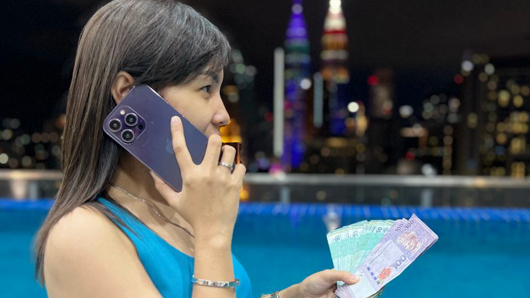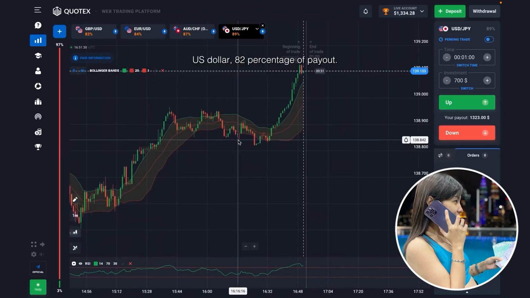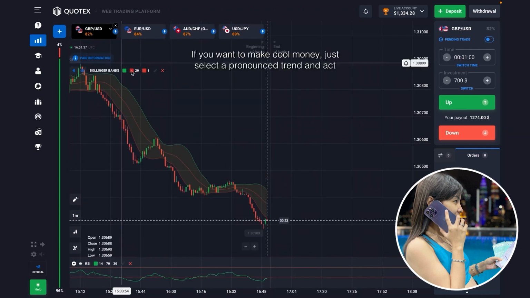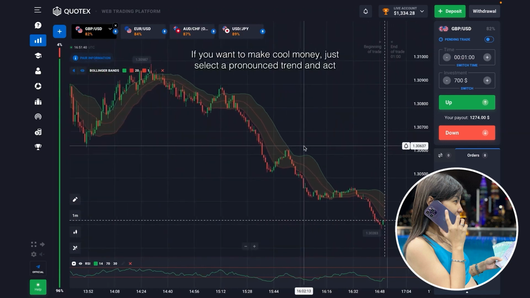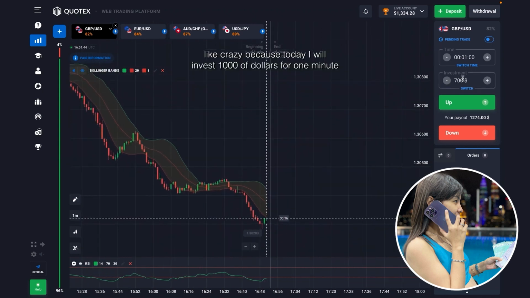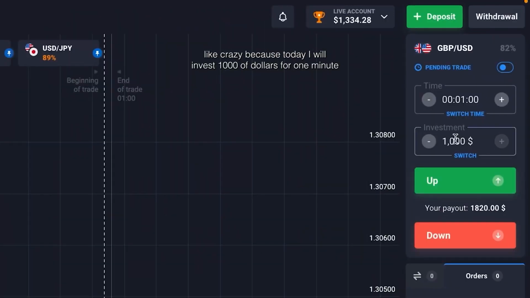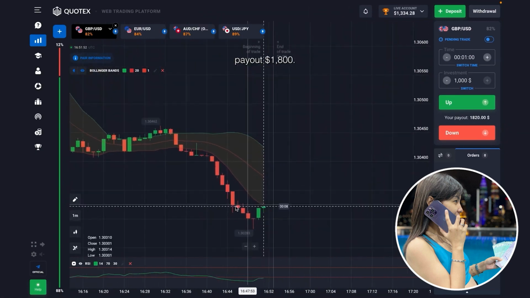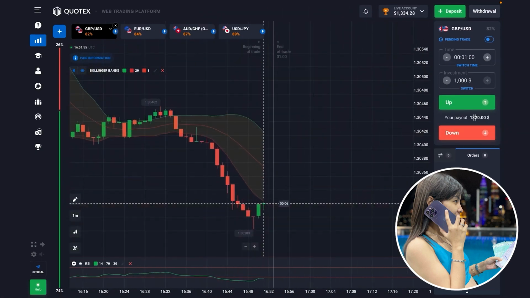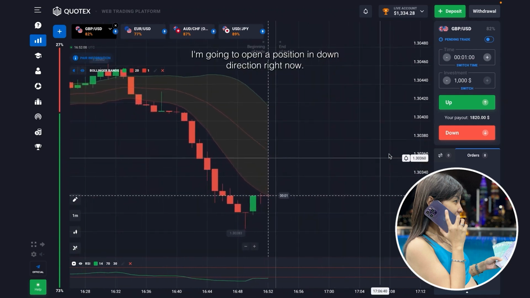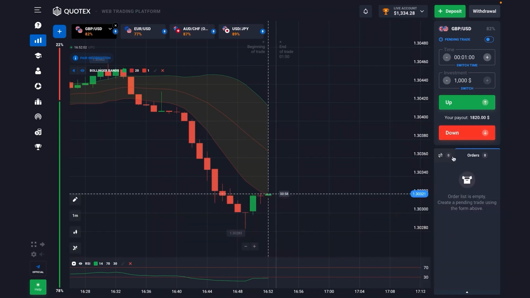So let's go to the Great Britain pound and the US dollar. 82% of payout, and let's check what's happening here in this calm downtrend. And if you want to make cool money, just select a pronounced trend and act like crazy, because today I will invest $1,000 for 1 minute, and I will open a trade here at binary options, and I will get my potential payout of $1,800. So let's check what will happen in 1 minute, and I'm going to open a position in the down direction right now.